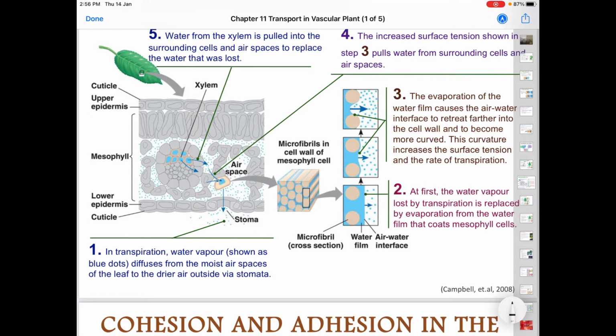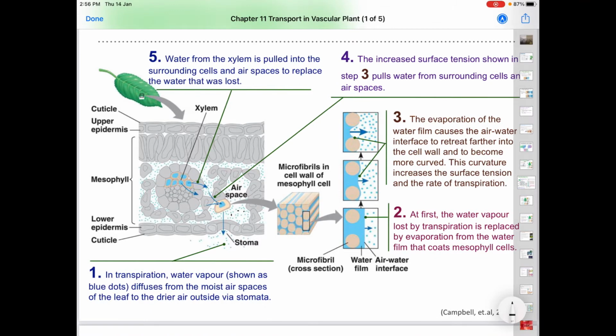Okay, let's see number 1. In transpiration, water vapor, which is shown as the blue dots, diffuses from the moist air spaces of the leaf to the drier air outside via the stomata. So inside the leaf, the water potential or the water content is higher compared to the outside.